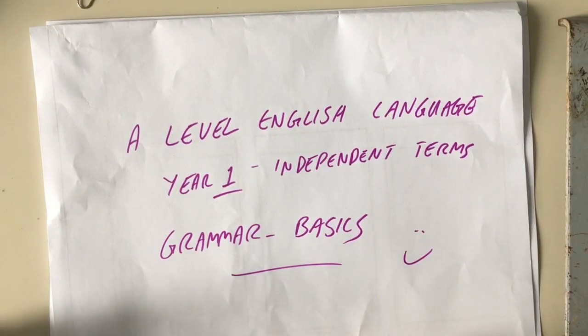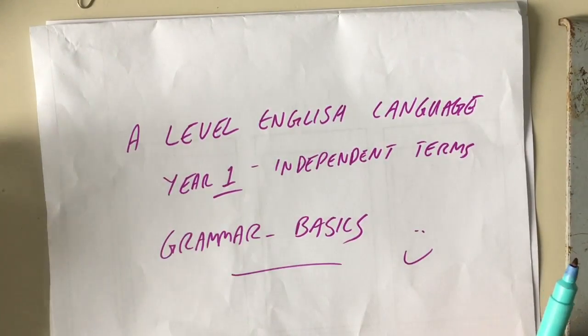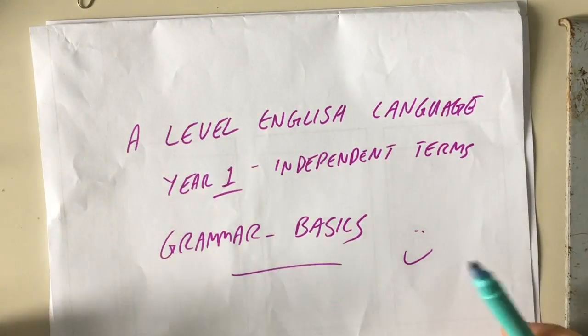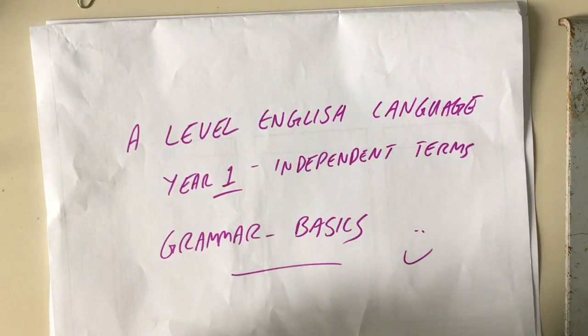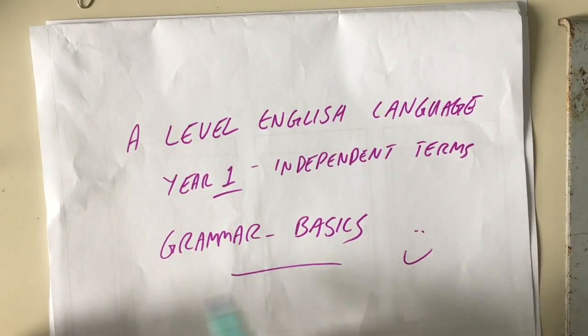Okay students, so this is our third video in the series of videos for independent terms learning for A-Level English Language. This is the year one of the two-year English Language Linear A-Level. We've already done word class and we've already done lexicons and semantics, so hopefully you've been tested on those by now. We're now onto the basics of grammar.